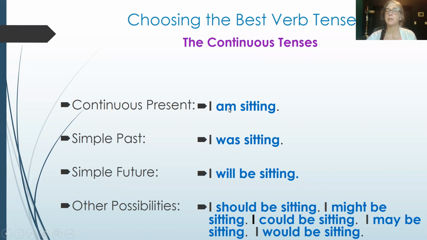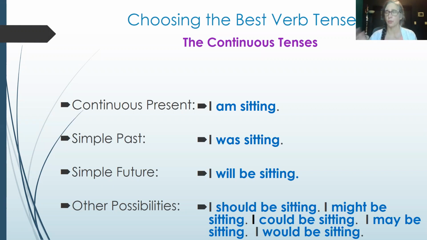So with your continuous present, if I am talking about myself, I'm going to use the verb form am for the present. But Joey, if I'm going to make a sentence about you, I'm going to say you are sitting. So that am is going to change to are. And if I'm talking about someone outside of the conversation between you and me, it's going to be she is sitting. They are sitting.